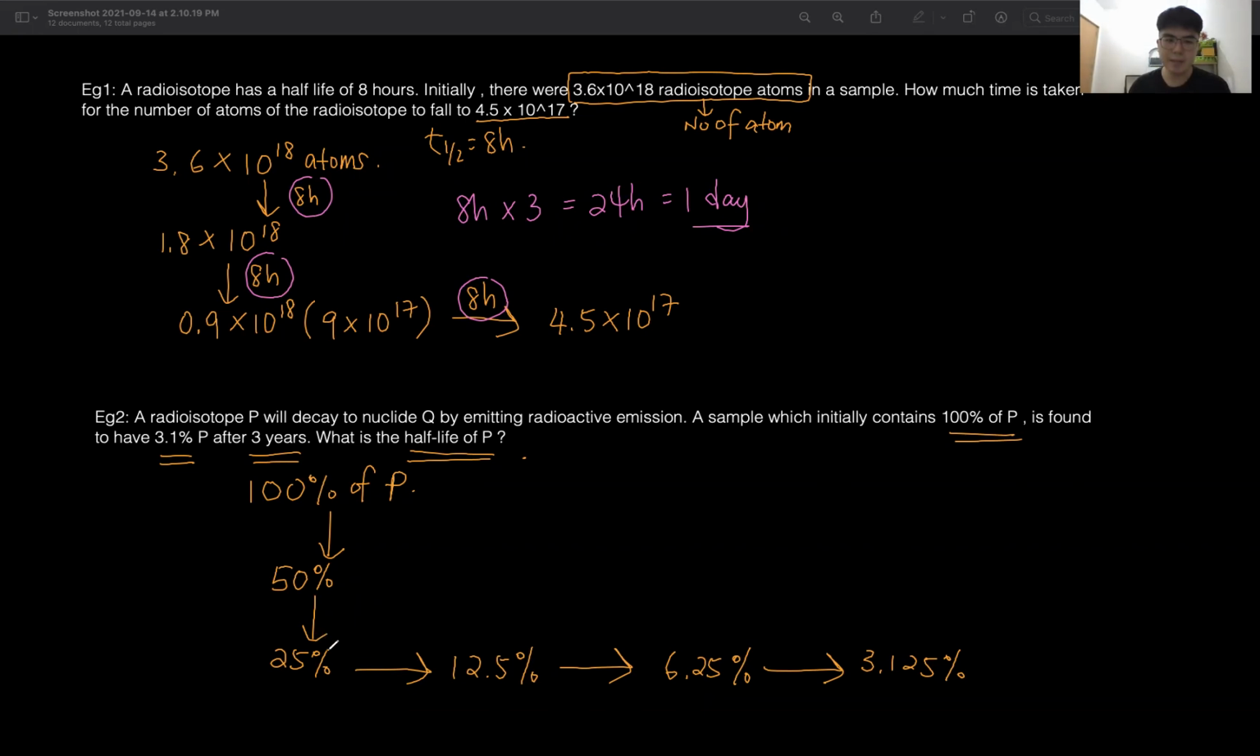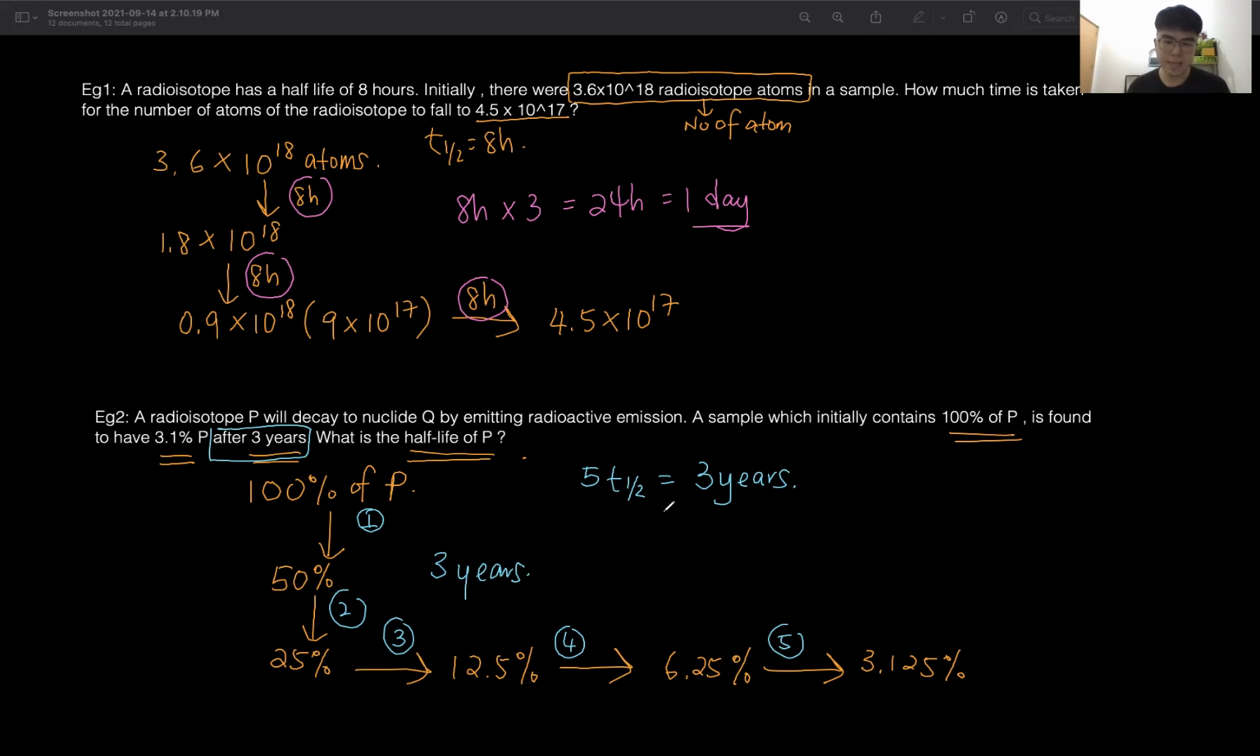From here, 100% decays all the way to 3.125%. How many half-lives? We got 1, 2, 3, 4, 5. 5 half-lives. So we write 5 T half equals to, from the question, after 3 years, meaning that from the top all the way to the end, it takes 3 years. So we know that 5 half-lives equals 3 years.